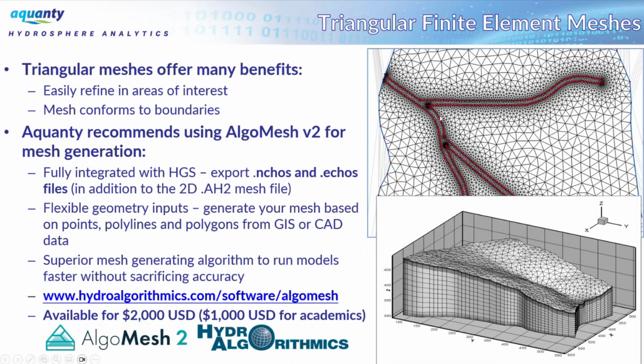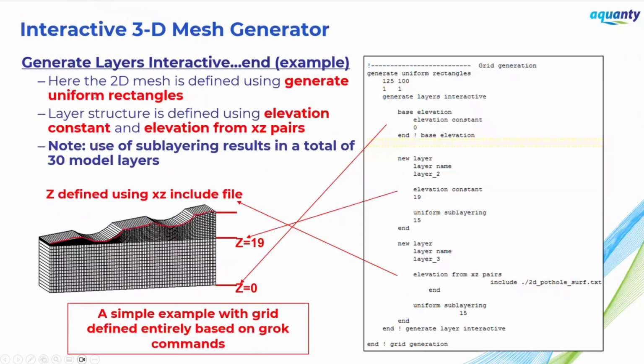Generally, though, the procedure for building a mesh in HydroGeoSphere starts with an externally generated triangular element mesh. So it describes the distribution of triangles in 2 dimensions, as you see in the image to the top right. Then we will import this 2-dimensional mesh into HydroGeoSphere and start building out the layer structure of the mesh for that 3rd dimension. And that is usually done using a command called generate layers interactive, which we see an example of here.